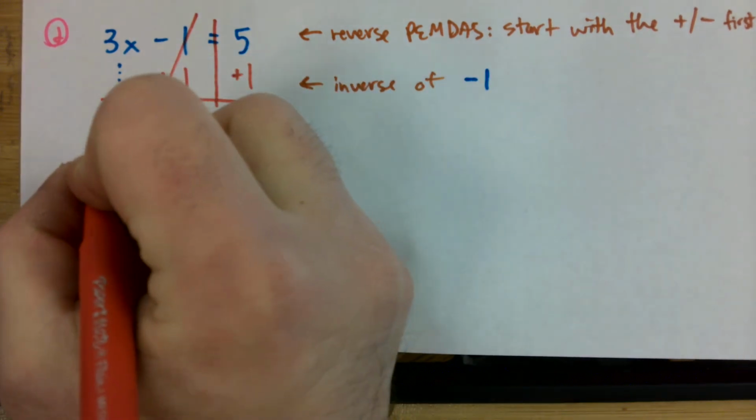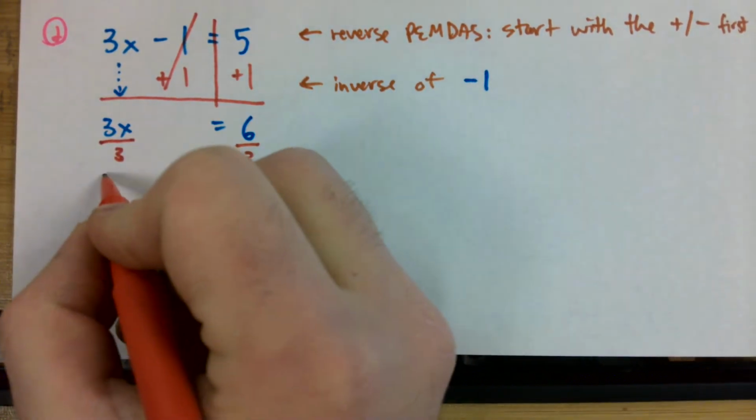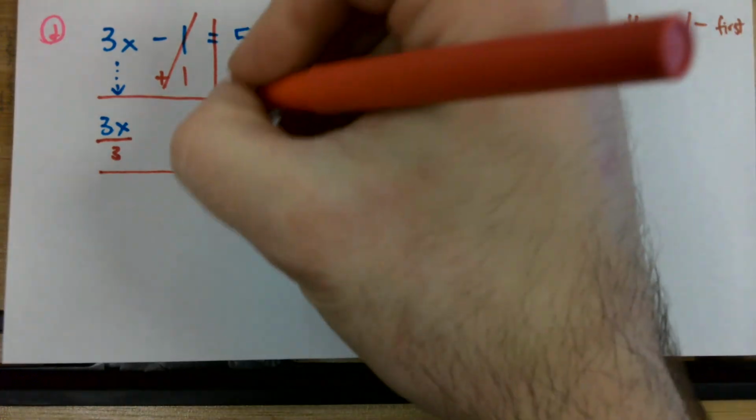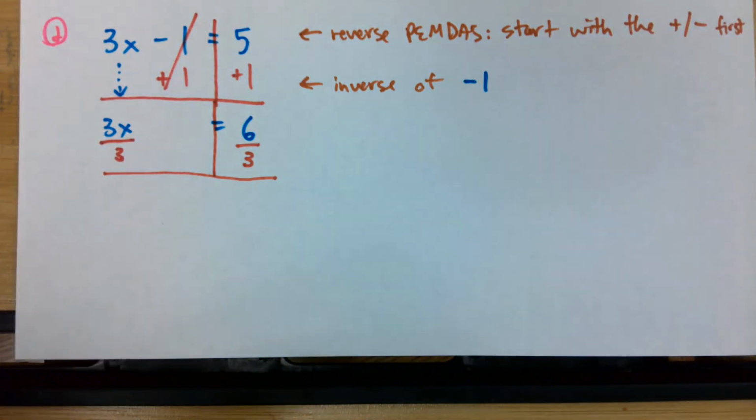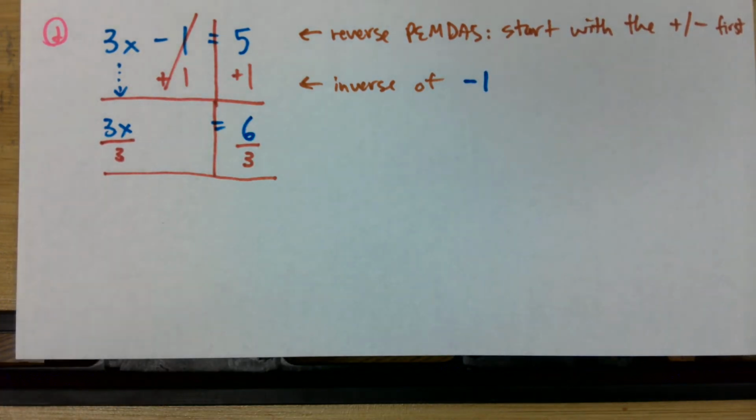So again, we set it up as a fraction. Divide by 3. Divide by 3. Draw a nice big line underneath. You can extend your equal sign line down as well.